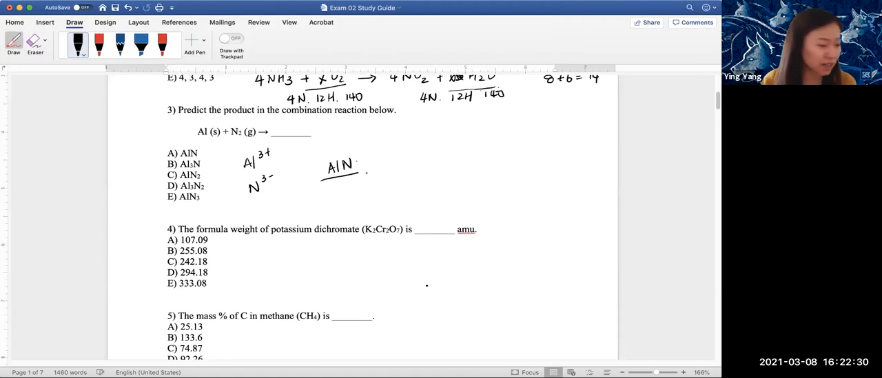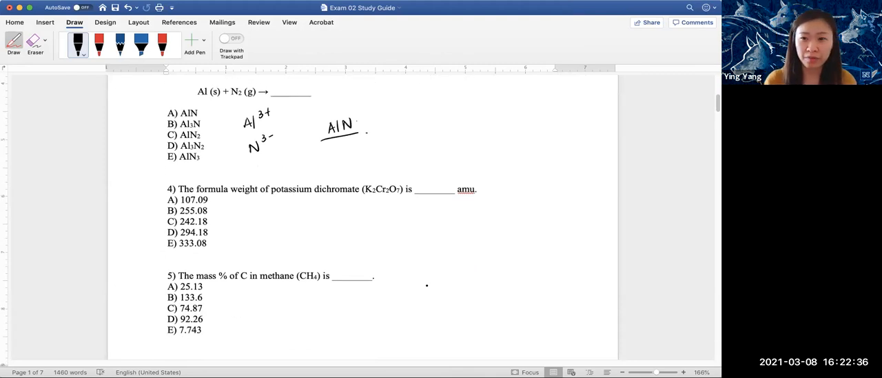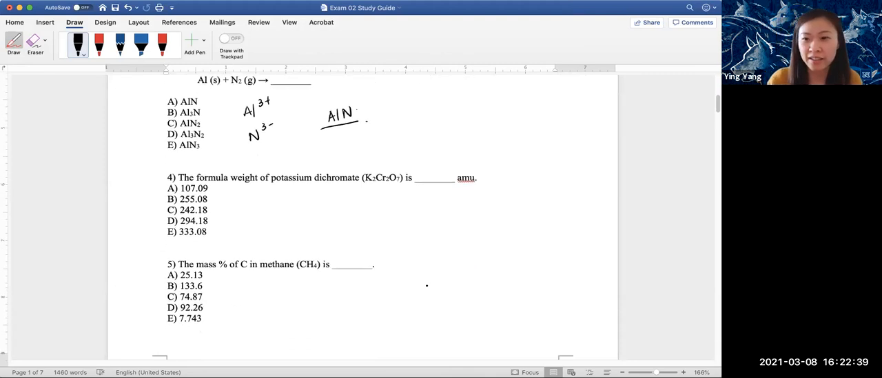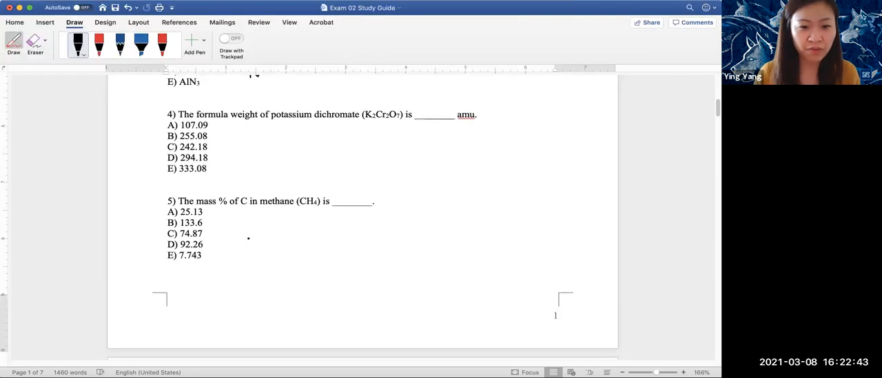Question number 4 is calculating formula weight. I saw that you all did pretty well for the homework and in-class quizzes, so we are just going to skip this. Question number 5 is to calculate the mass percent of carbon in methane. Methane is CH4.